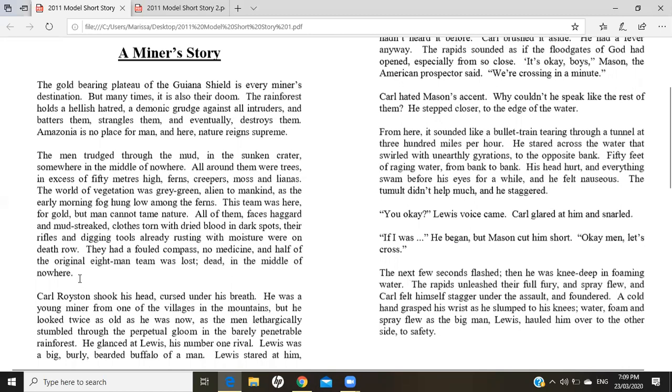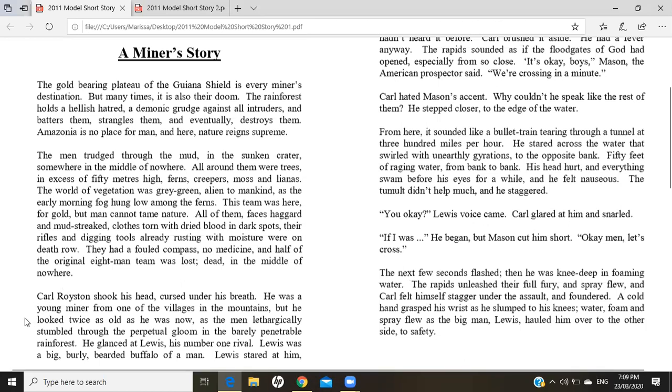So in this paragraph, he is painting a description for us of the men he's talking about. He's given us a little physical description of them, and he's even given us some information about them, that half of the team is dead or lost. And let's hear what he's going to say.